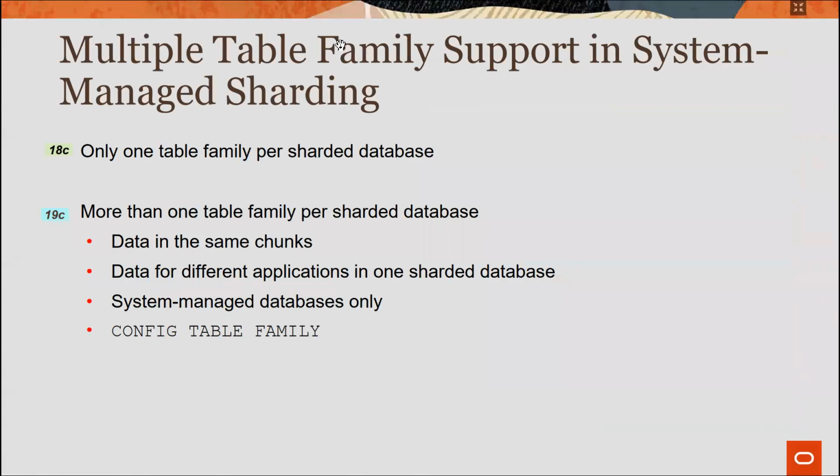Next slide, please. Okay, looking at sharding. Sharding, when you're thinking of the database, is somewhat new. It's been around for a little bit, but for a lot of people it is new. So in 18c, when I'm looking at sharding, I could only have one table family per sharded database. In 19c, we can actually have more, which is a nice option. So you could have data in the same chunks, or I could have data from different applications in one particular sharded database, which is very beneficial for your applications. We would have system-managed databases only, and we would have a new option to configure table families to enable some of this. Next slide.